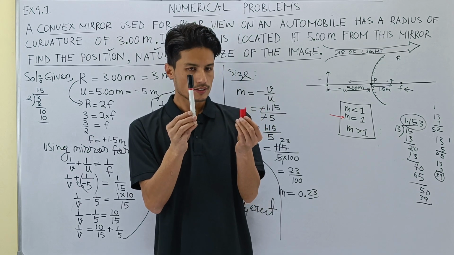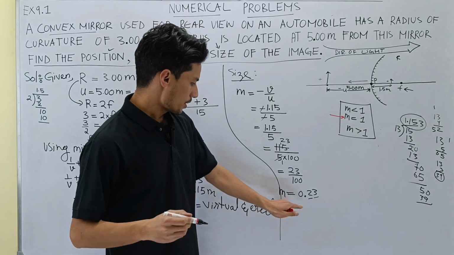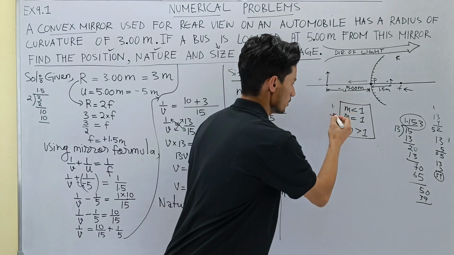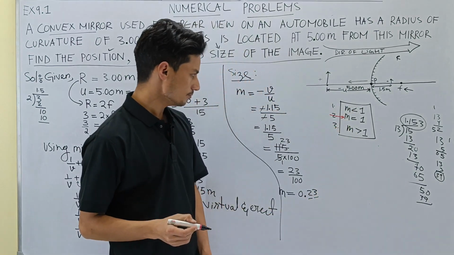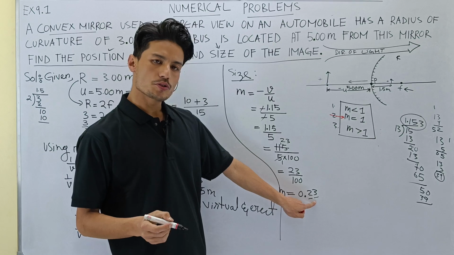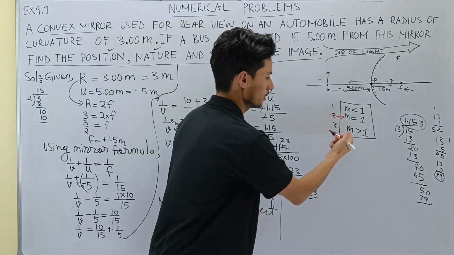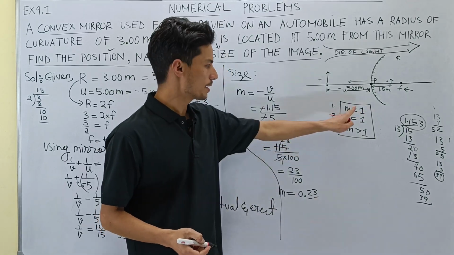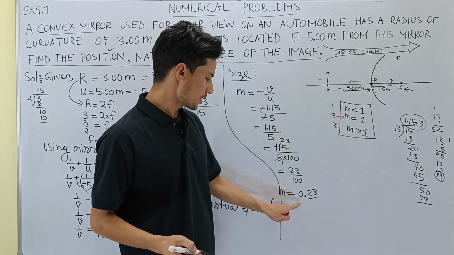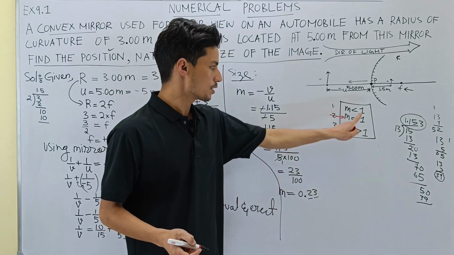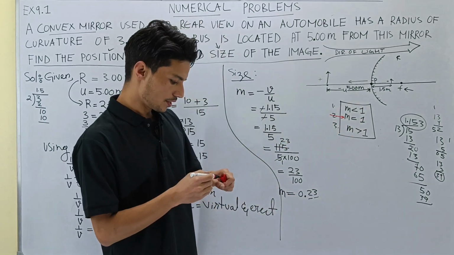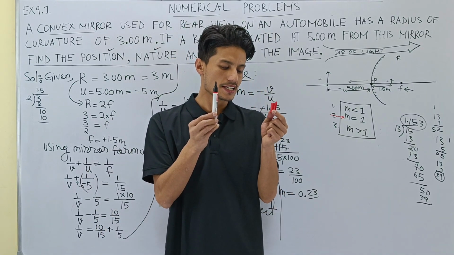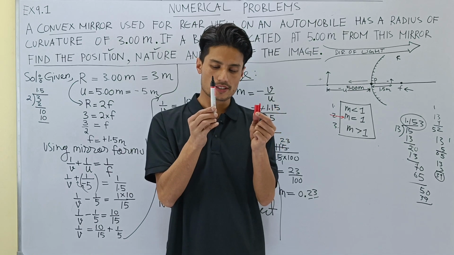I hope you understood. So we are getting m equal to 0.23. Where are we? Are we in the first case, the second case, or the third case? 0.23 is less than 1, so we are in the category of magnification less than 1. The answer of magnification is 0.23, and that is less than 1, so we are in this category.